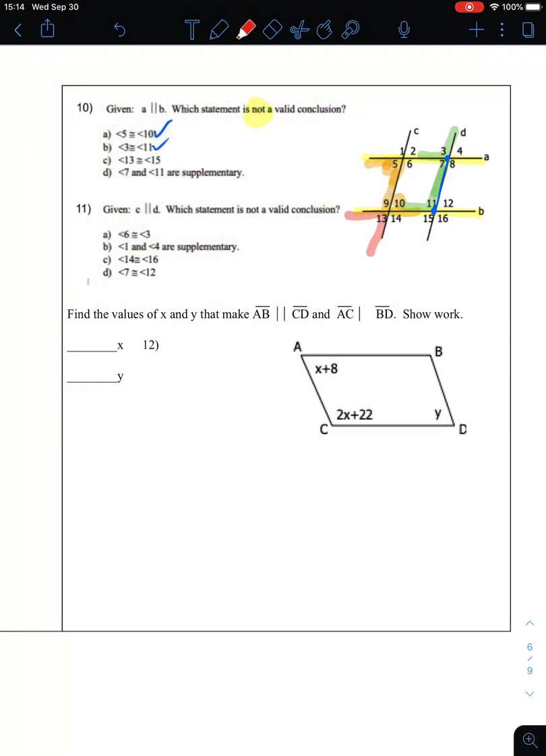Then I look at 13 and 15. So here's 13 and here's 15. So if I travel from 13 to 15, I travel along B and I cross C and D. So that one has to be the one that's wrong because that one would tell me that C is parallel to D, not that A is parallel to B that we know.